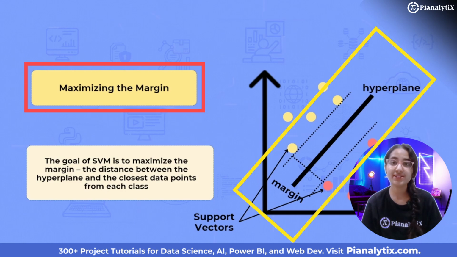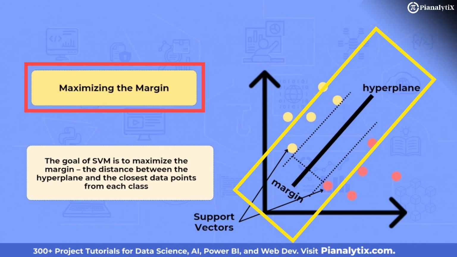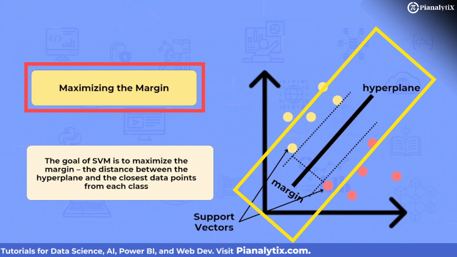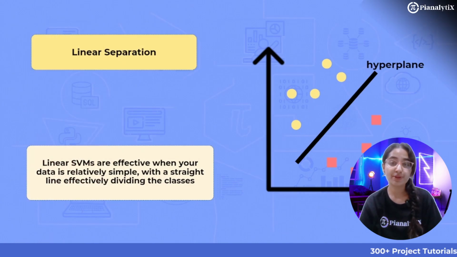Third, maximizing the margin. The goal of SVM is to maximize the margin, the distance between the hyperplane and the closest data point from each class. A larger margin means the model has a higher confidence in distinguishing between the classes, which usually leads to better generalization.